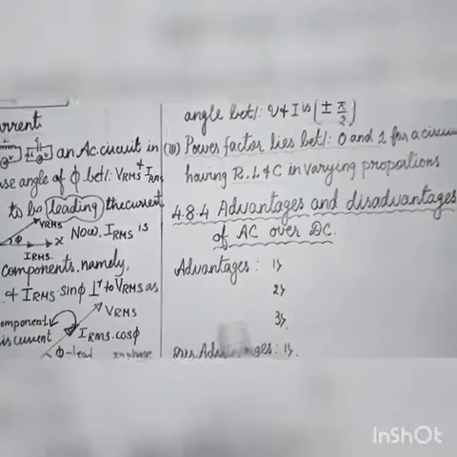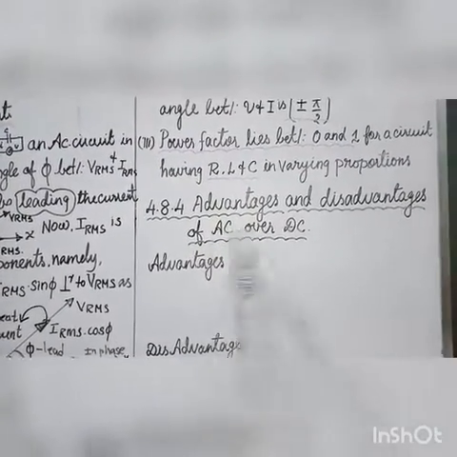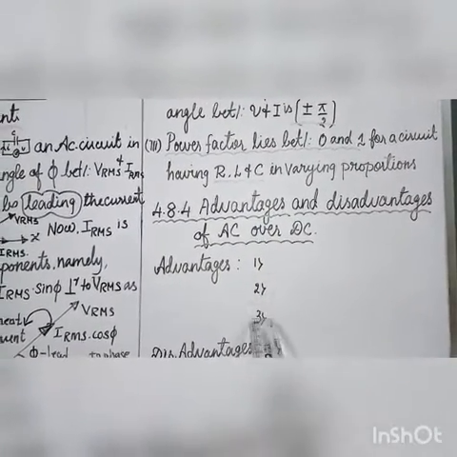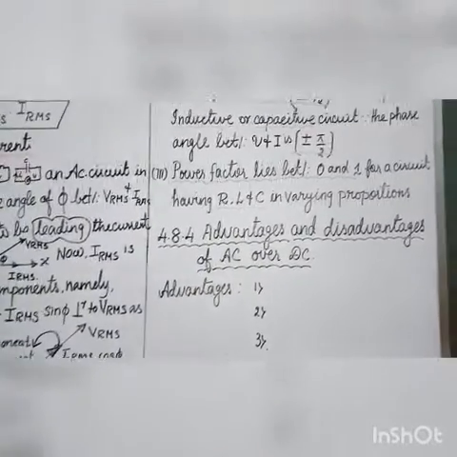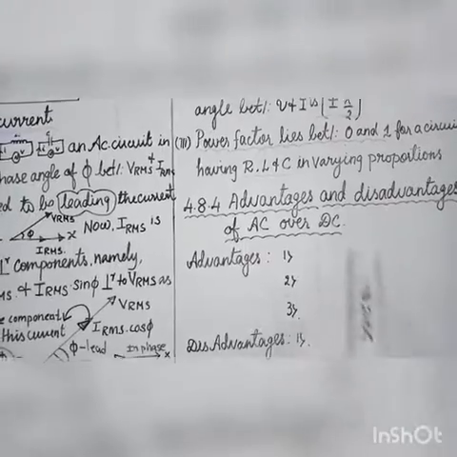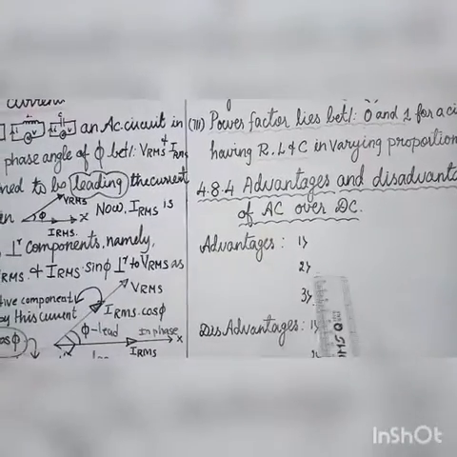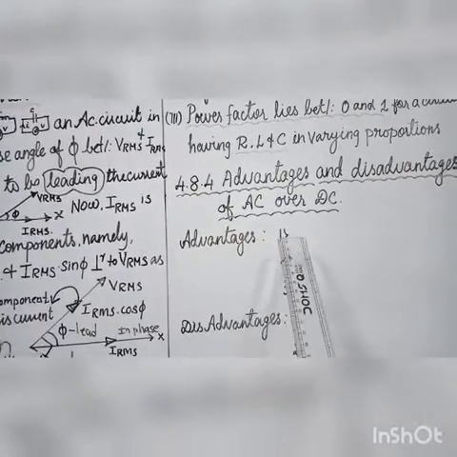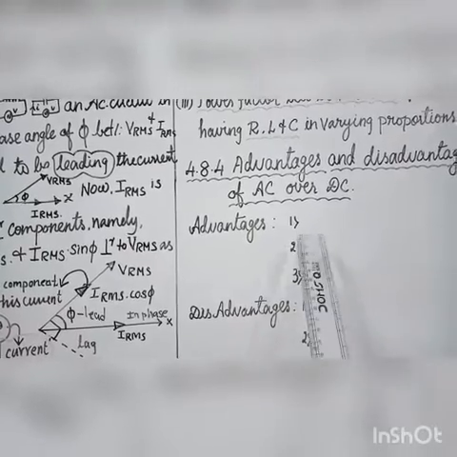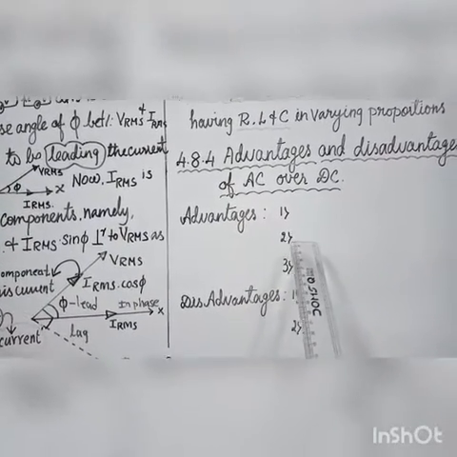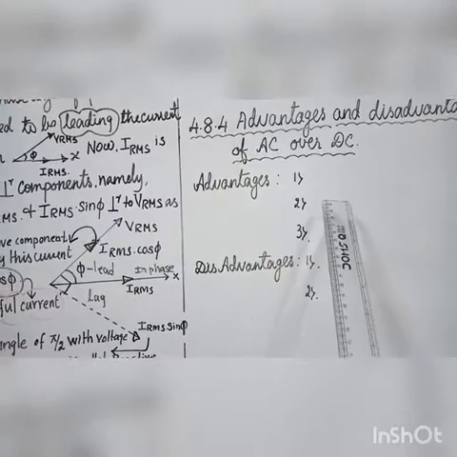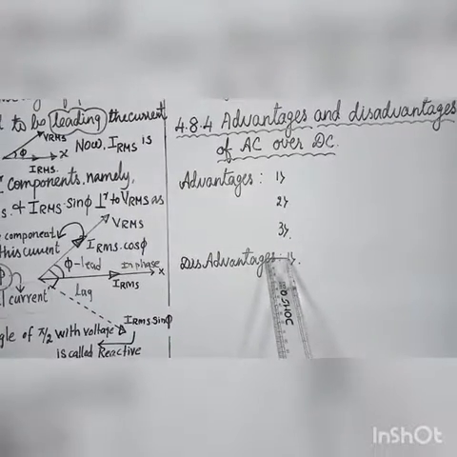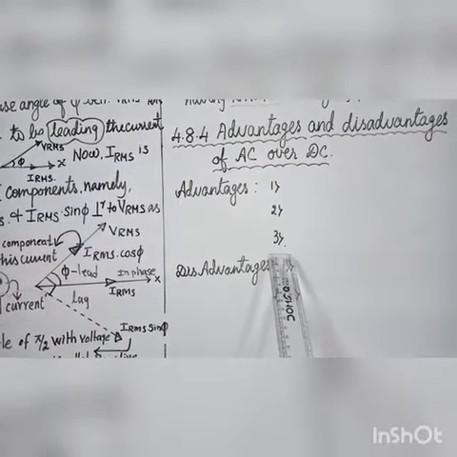Finally, advantages and disadvantages of AC over DC. Here, three advantages and two disadvantages. There are many advantages and disadvantages of the DC and AC systems. The first advantage: the generation of AC is cheaper than that of DC. The second: when AC is supplied at a higher voltage, the transmission losses are small compared to DC transmission. The third advantage: AC can easily be converted into DC with the help of a rectifier.